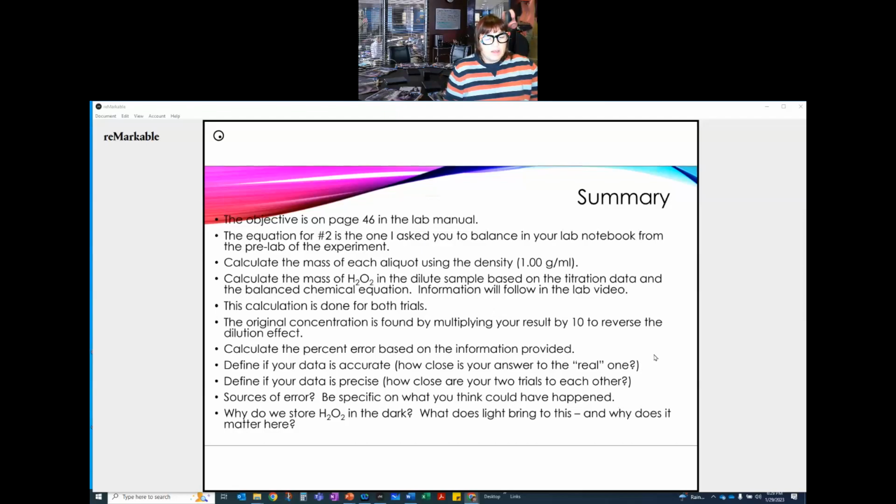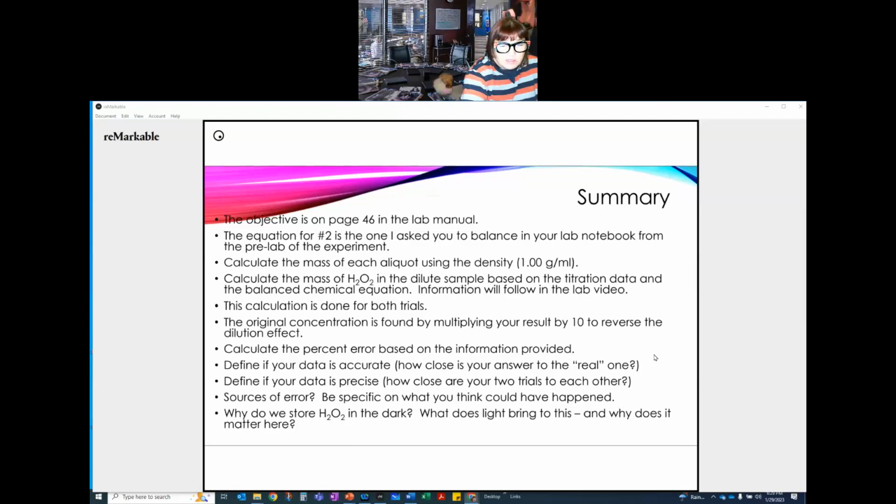That's good. Now, why do we store H2O2 in the dark? Why do we do that? And what does light do? How is that involved? And why is that important in what we're doing here? So I want you to do some speculation, some Googling perhaps, of why that's the case there. And that's what you see.